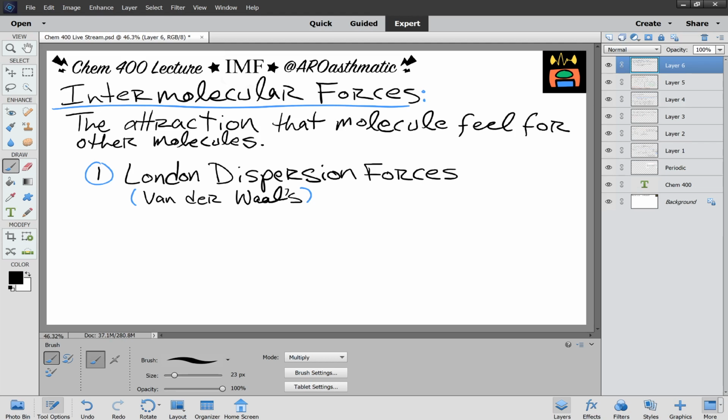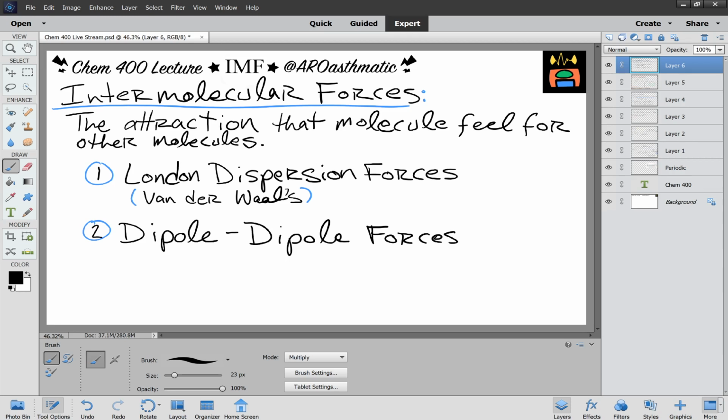All right, so the first is called London dispersion forces. The second intermolecular force we're going to learn is called Dipole-Dipole forces, and then the third intermolecular force we'll learn about is something called hydrogen bonding.